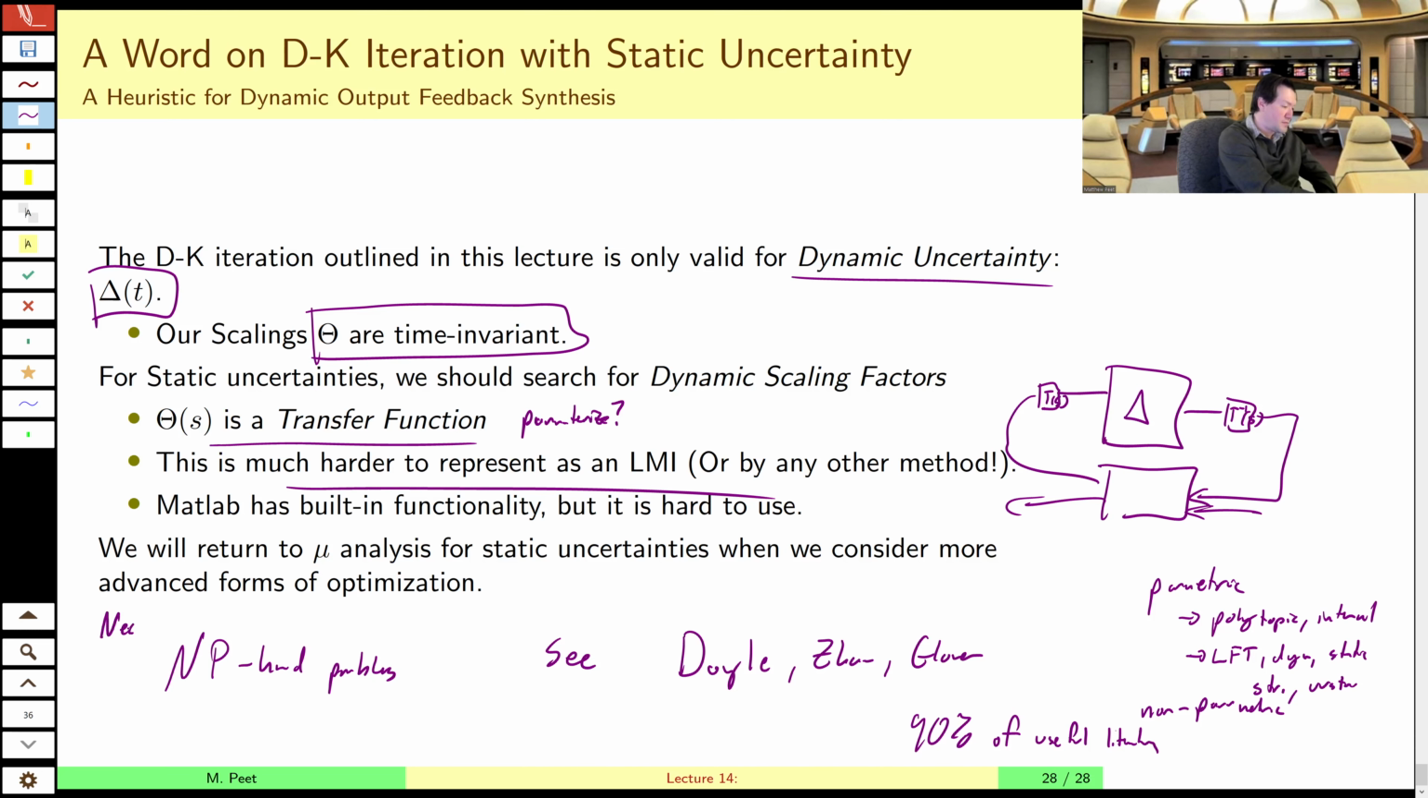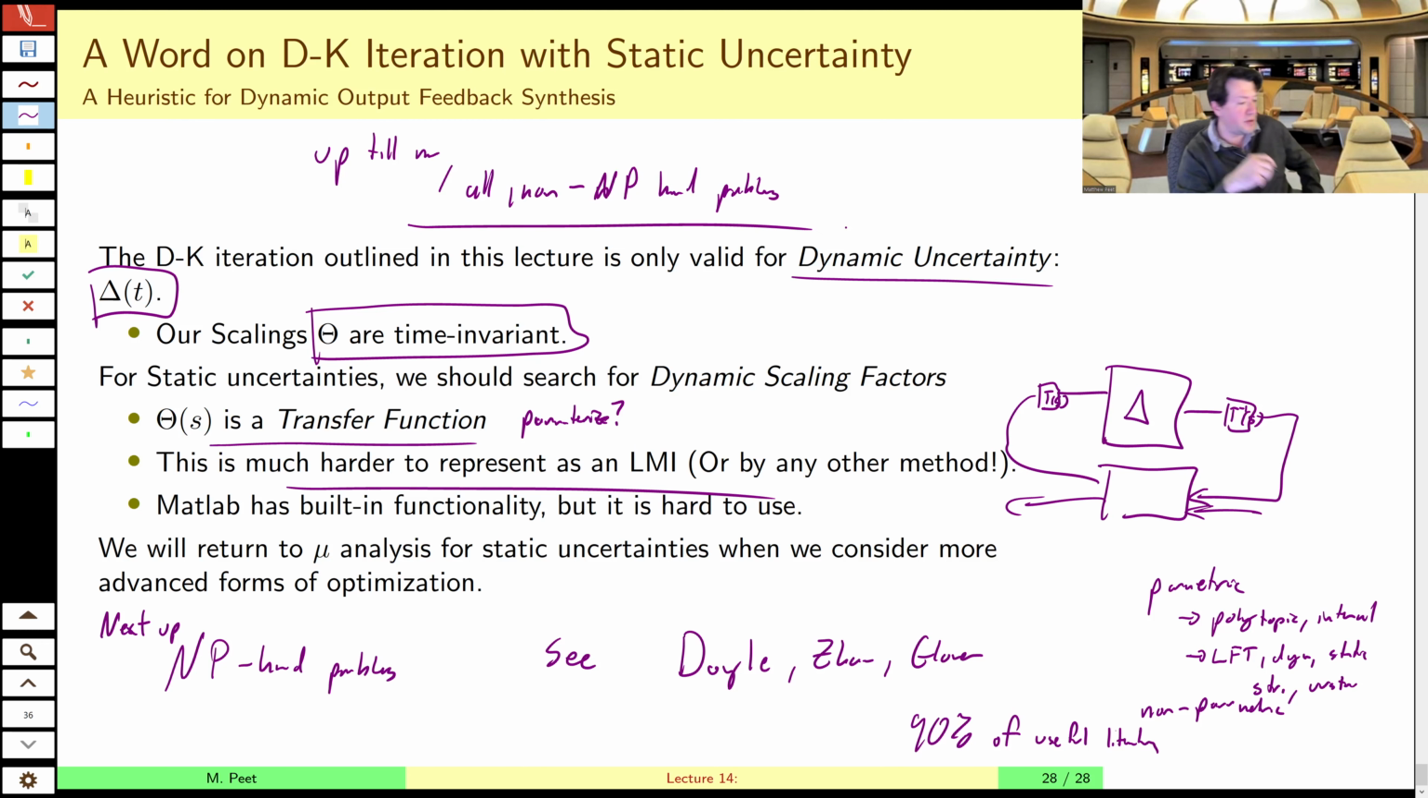All right. But before we do that, I guess we can conclude that up till lecture 14, we've essentially gone through all of the problems that are not NP-hard that we can solve using LMIs. So in some ways, this is like a logical conclusion to the course, and if you don't have an NP-hard problem, you could probably stop here at lecture 14. Because when we get into the next set of lectures, we're going to be considering NP-hard problems.